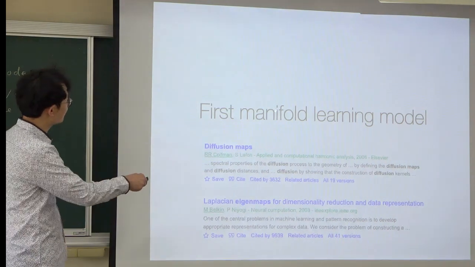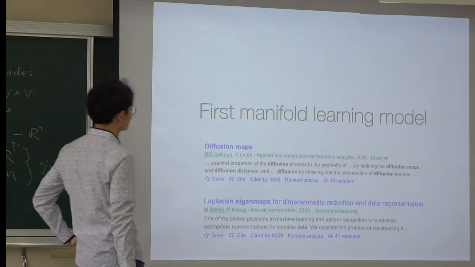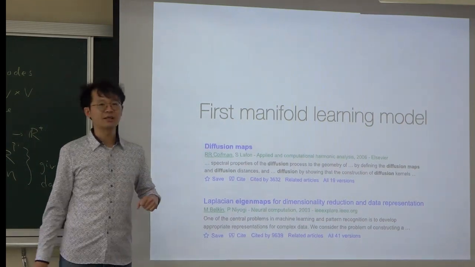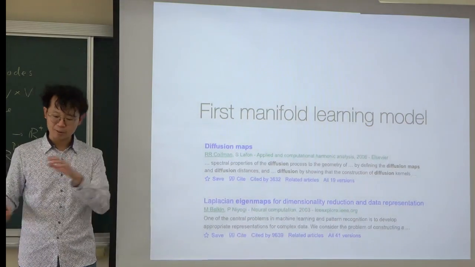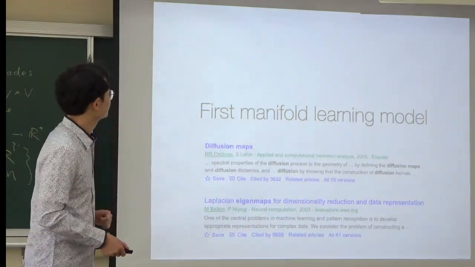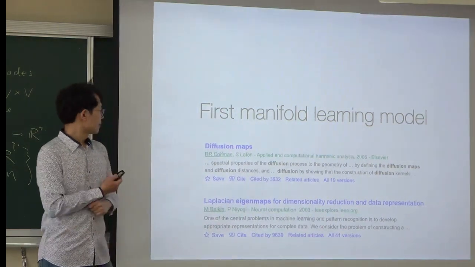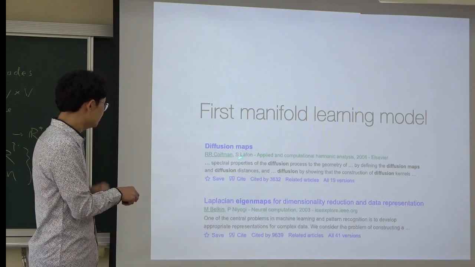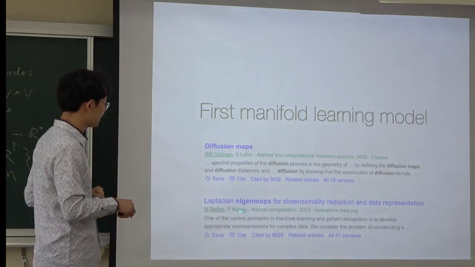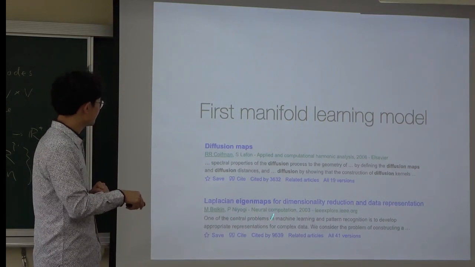This is actually a manifold learning algorithm, not a model. So once we have the graph model and some basic spectral ideas, let's talk about the first manifold learning algorithm. The first manifold learning algorithm we will talk about is diffusion maps, which is directly related to eigenmaps. You can view diffusion maps as a generalization of eigenmaps.